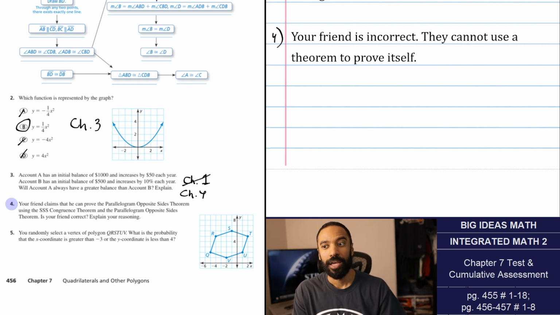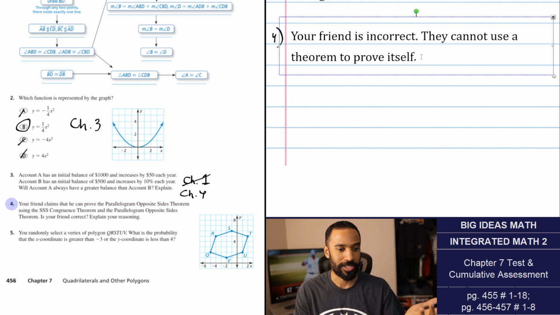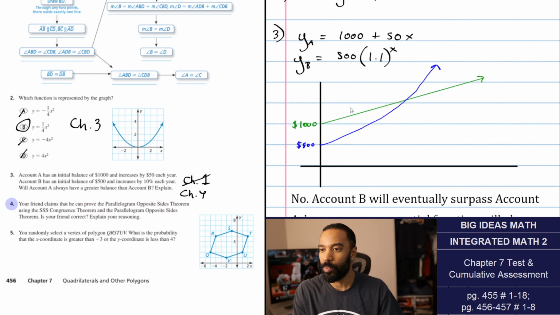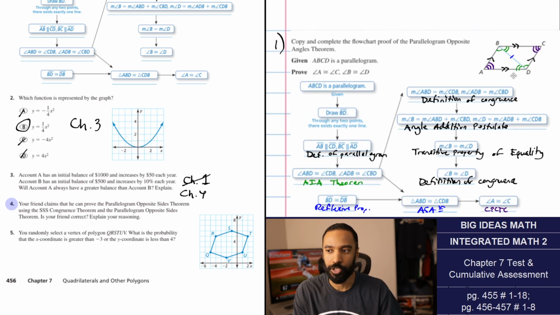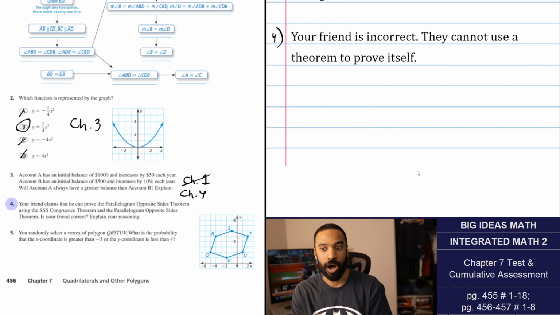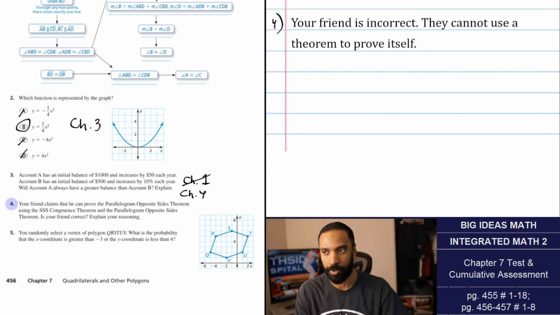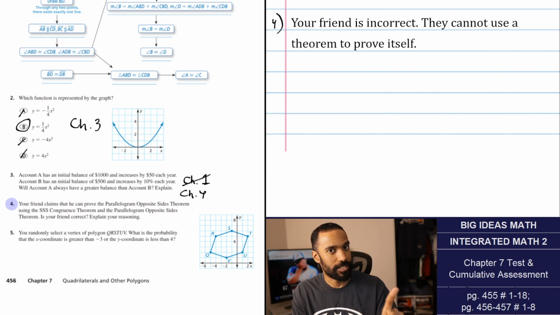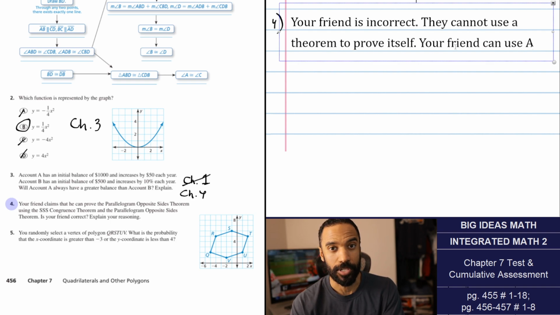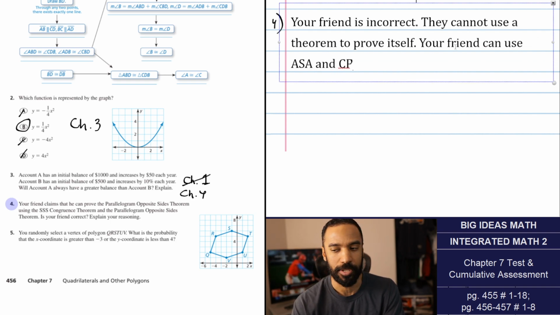You can't use that. Now, what can you use to prove this theorem? Because it is a theorem. You can use what we did here. You can use this top one. Prove the triangles are congruent here, and then by CPCTC, these sides will be congruent to each other, and these sides will be congruent to each other. So that's what you can use. You can say it's a parallelogram given. You can use alternate interior angles and the reflexive property, and not side-side-side. So let me just say your friend can use angle-side-angle and CPCTC, however.